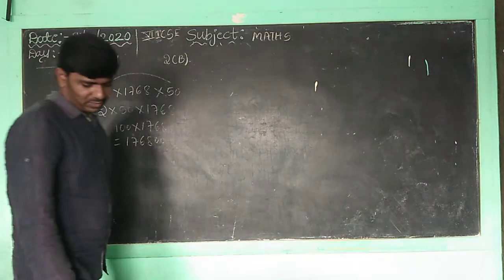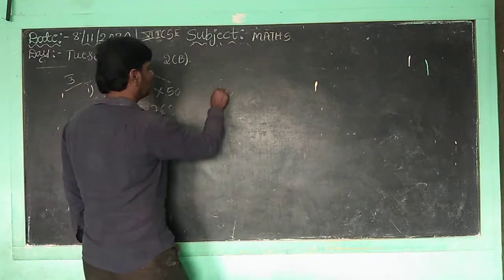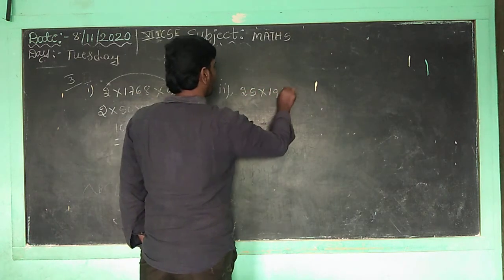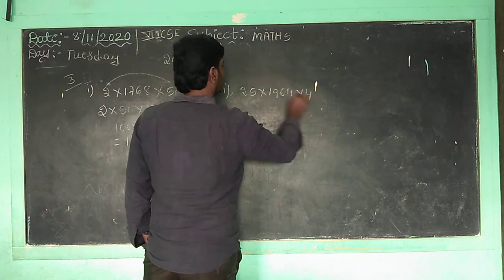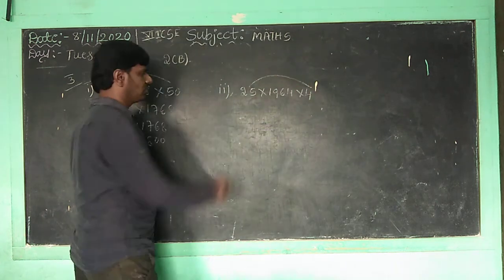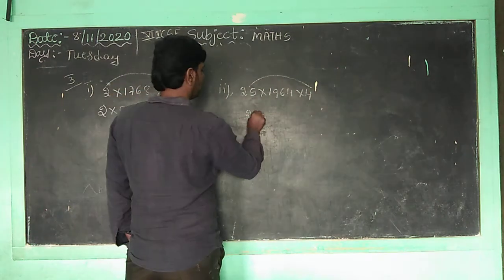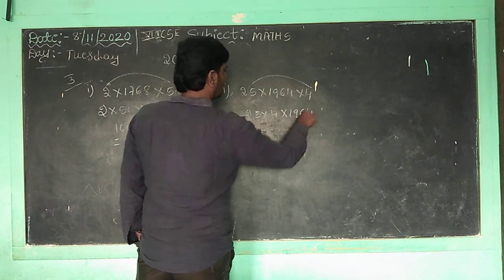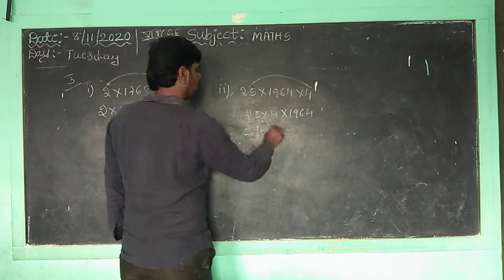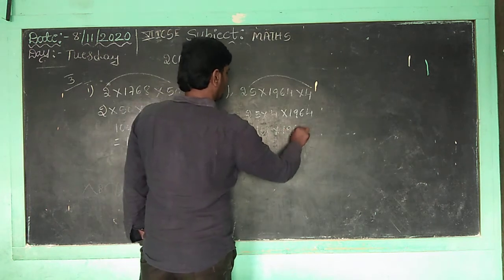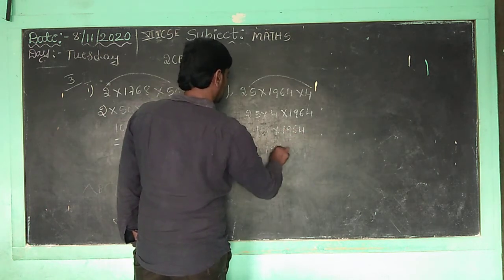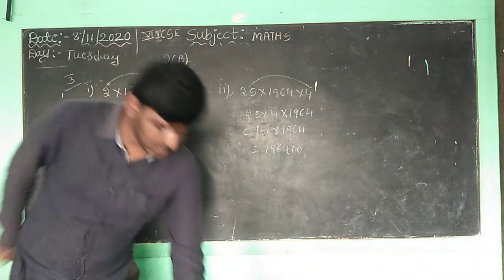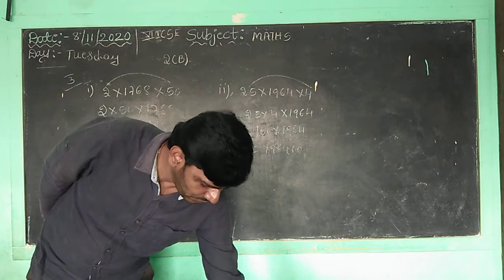So now we want to take another one. 25 into 1964 into 4. Children, first you want to multiply these two numbers. 25 into 4 into 1964. 25 times 4 is 100, into 1964 is equal to 1964 with double 0. This is also over, children. Correct, children? Children, now we want to take the next question.